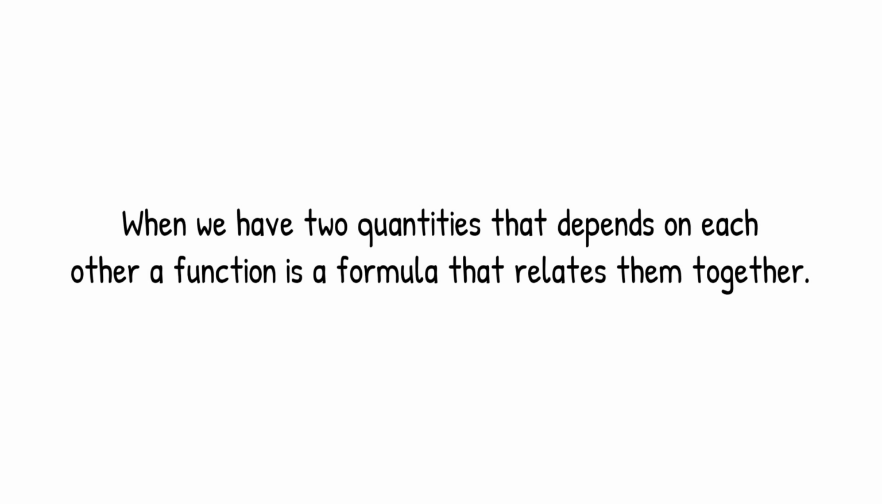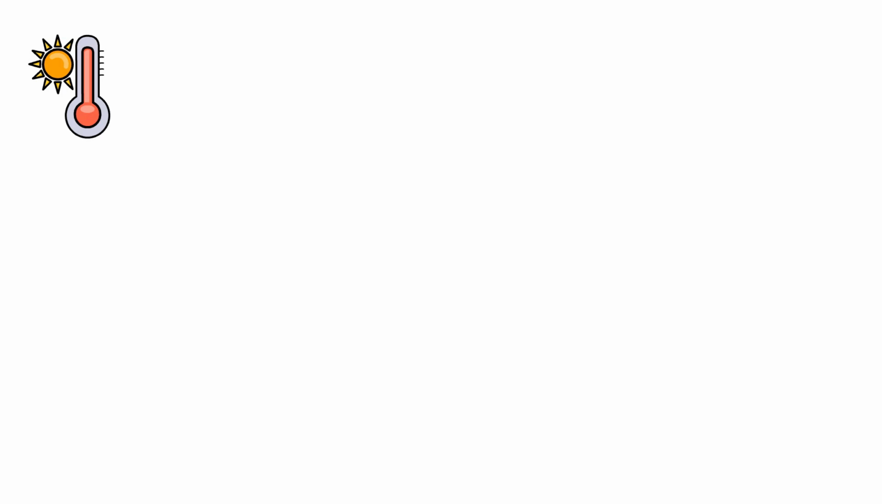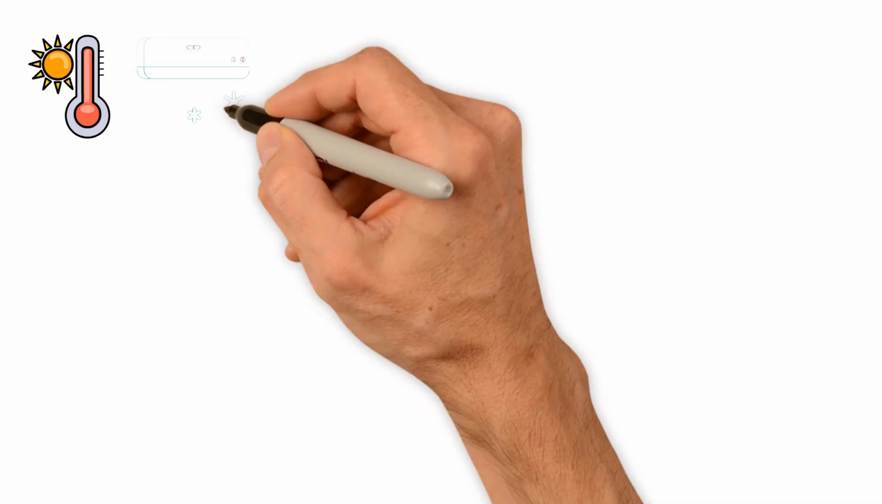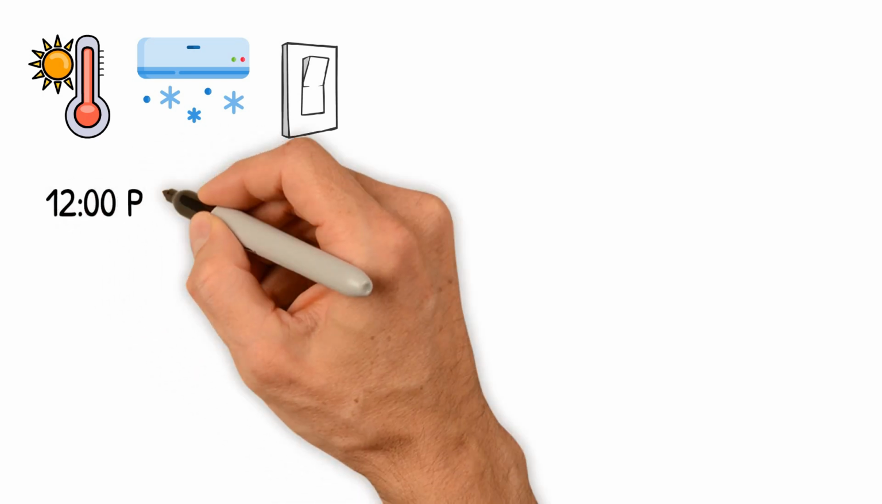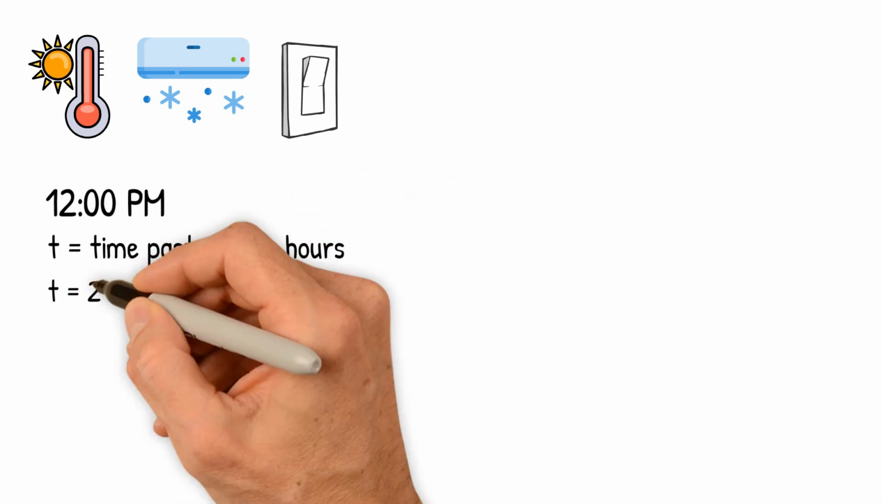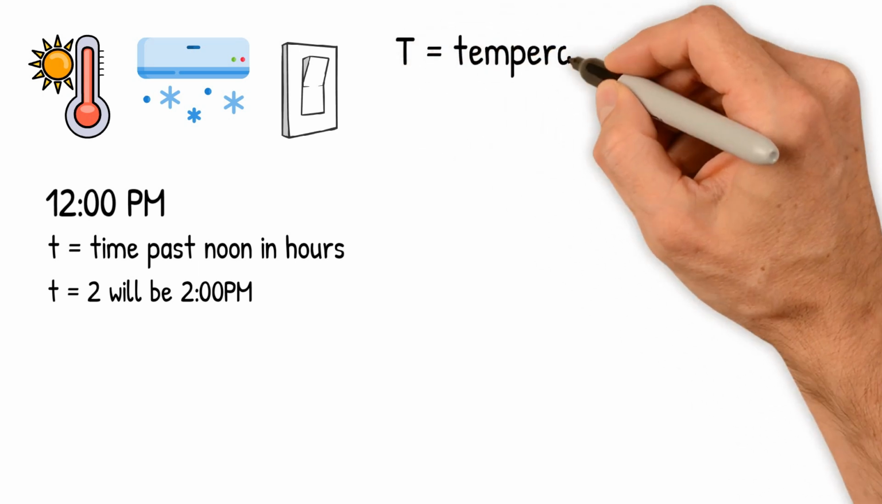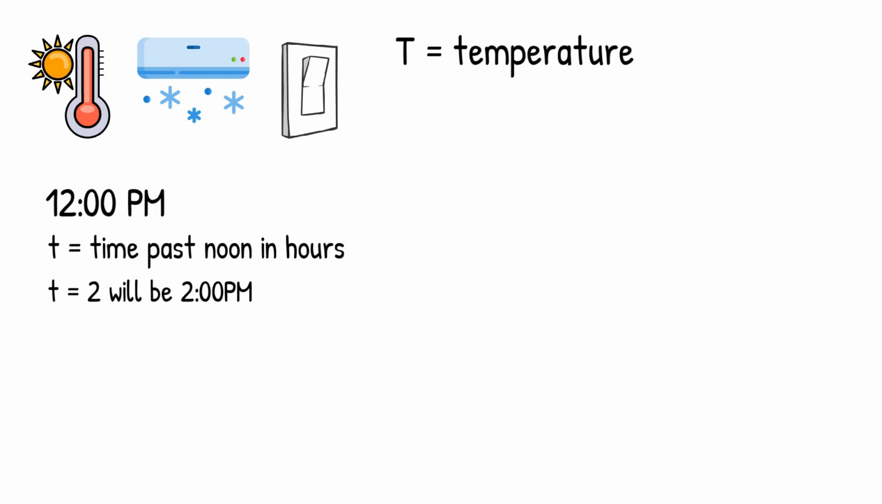Consider one last example. Suppose that the temperature in a university is air-conditioned. When the temperature reaches a certain level, the air conditioner turns off and the university slowly heats up. When the temperature is high enough, the air conditioner turns back on to lower the temperature. Suppose class starts at 12 p.m. or 12 noon. Let t, lowercase, be the time past noon so that t equals 2 will be 2 o'clock p.m. Let capital T, uppercase, be the temperature in the class at a given time t.